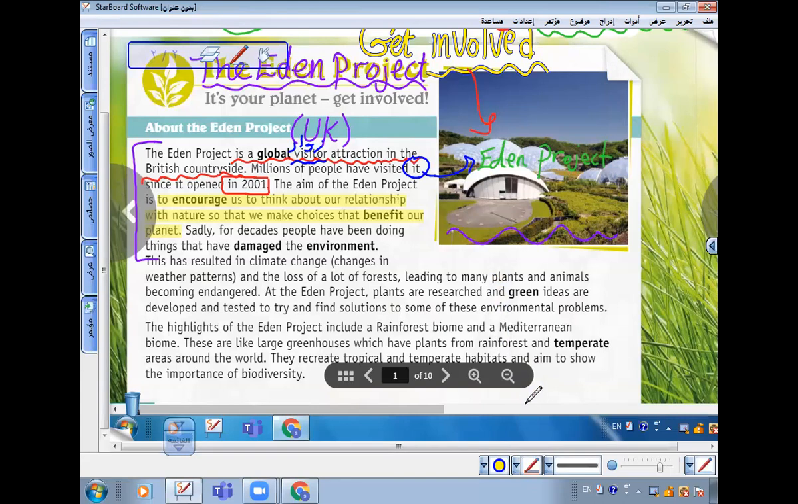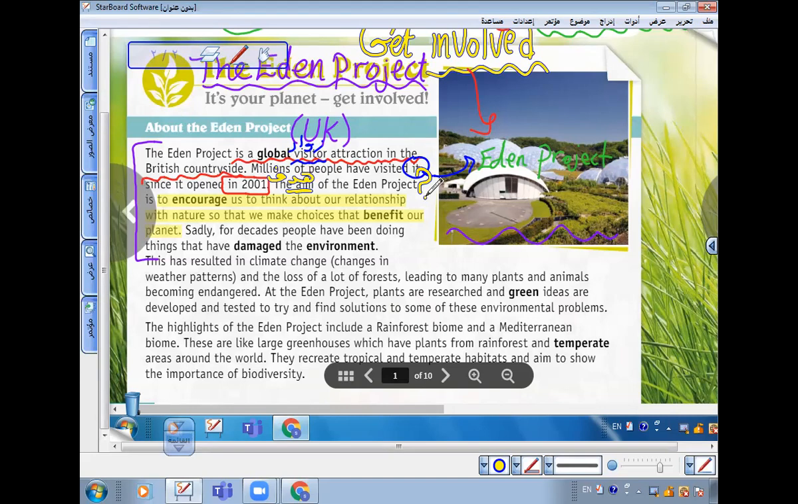So the aim of Eden Project is to encourage us to think about our relationship with nature so that we make choices that benefit our planet. So if I ask you, what's the main aim of Eden Project? Look at the word aim. What is the word aim? We said it, goal. Bravo. What's the aim of Eden Project? It is the part highlighted in yellow.